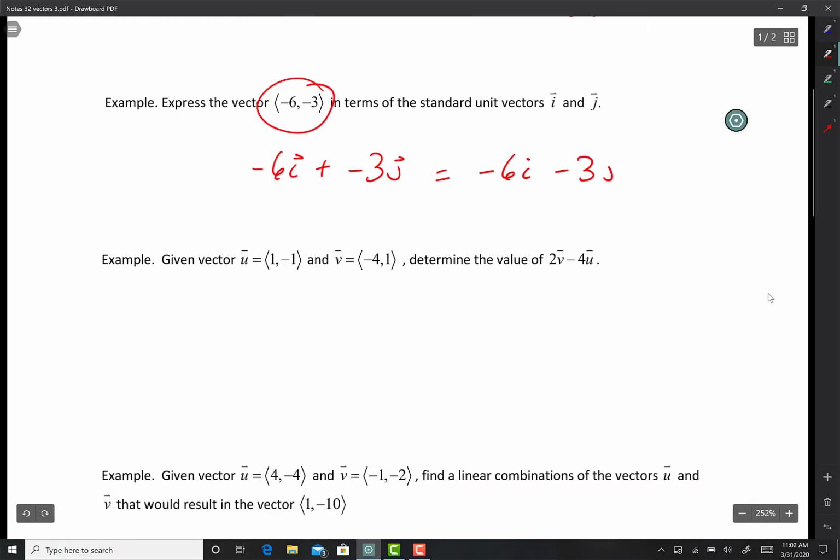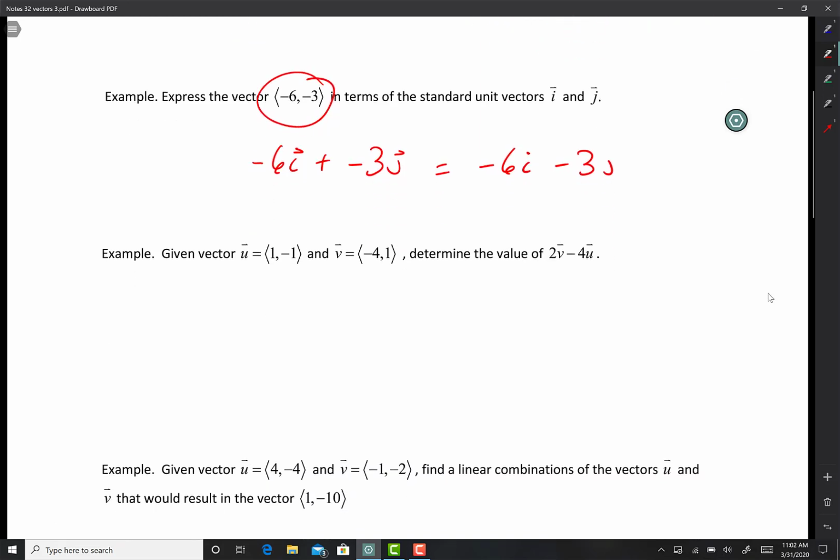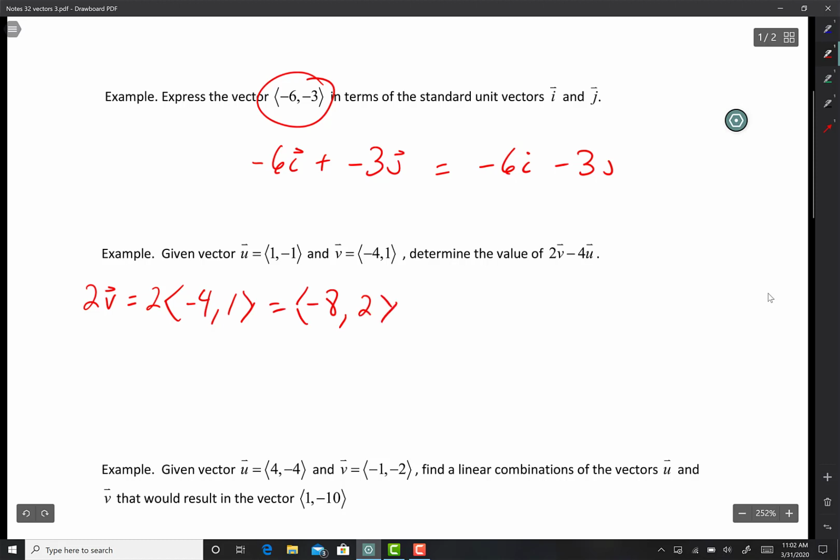All right, the next one: given vector u is 1, -1, and vector v is -4, 1, determine the value of 2v minus 4u. Let's figure out what the value of 2v is first. So 2v is nothing more than 2 times vector v, and vector v is -4, 1. So what I get is -8, 2. Let me correct my chevron there.